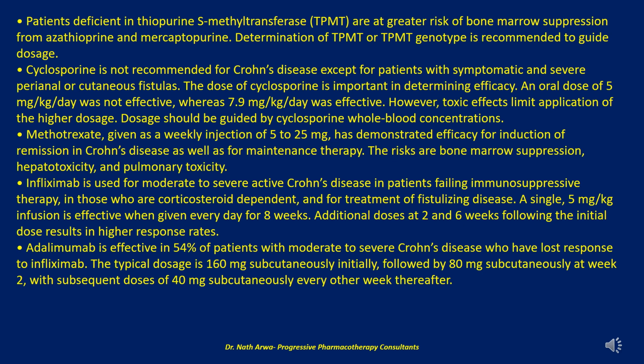The dose of cyclosporine is important in determining efficacy. An oral dose of 5 mg per kilogram per day was not effective, whereas 7.9 mg per kilogram per day was effective. However, toxic effects limit application of the higher dosage. Dosage should be guided by cyclosporine whole blood concentrations.